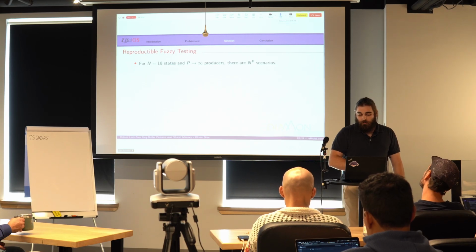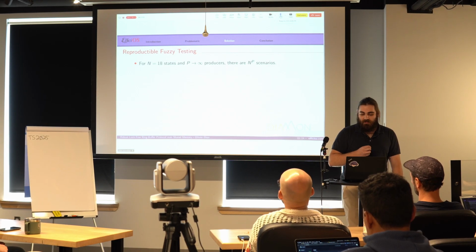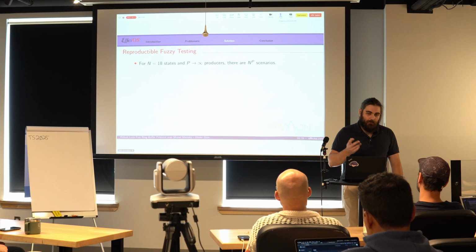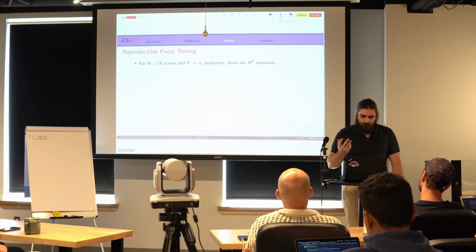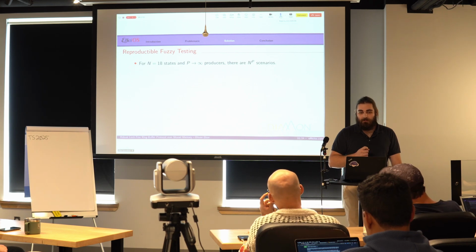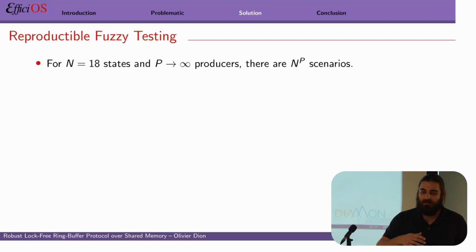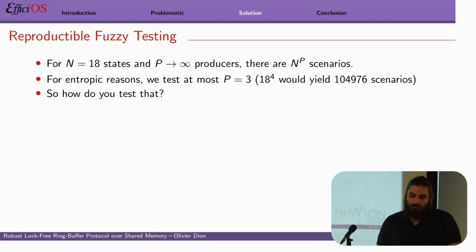And so we did some reproducible fuzz testing for that. I mentioned that we have 18 states and we have an unbounded number of producers. And so technically you could have n to the power of p scenarios to test, since every one of these producers could be in any state. So infinite scenarios if you scale to infinity, of course. For practical reasons, we only test at most p equal to 3. More than that, it would yield more than 100k scenarios to test.